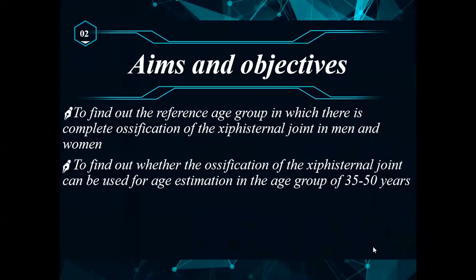The aims and objectives are to find out the reference age group where there is complete ossification of the Xiphisternal Joint in men and women, and to find out whether the ossification of the Xiphisternal Joint can be used for age estimation in the age group of 35 to 50 years.